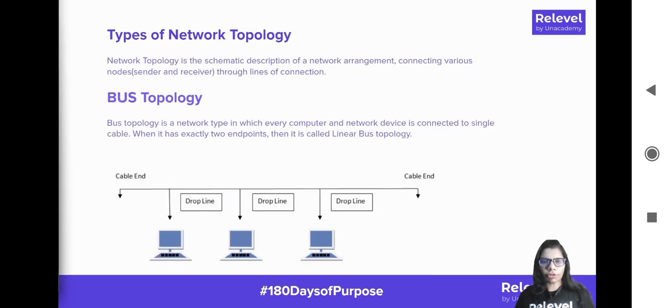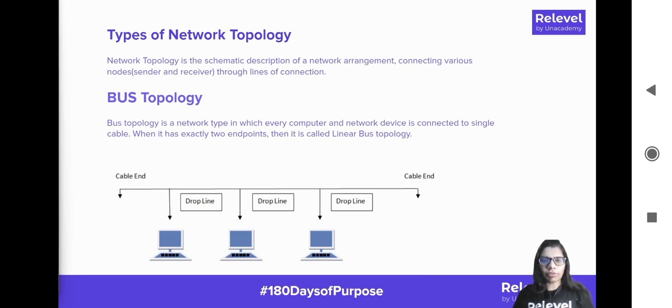So what is network topology? Actually, the arrangement of a network that comprises nodes and connecting lines via sender and receiver is referred to as a network topology. You can also define it as the schematic description of a network arrangement connecting various nodes, that is your sender and receiver, through connecting lines, right?